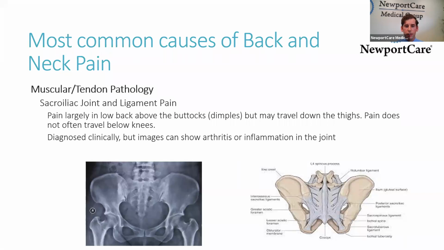A diagnosis of SI joint ligament pain is typically made clinically, but sometimes you can see arthritis or inflammation in the joint. This is an x-ray that shows the SI joint right here and here, specifically right there. And we just see very little space in that joint, which indicates arthritis at the SI joint.